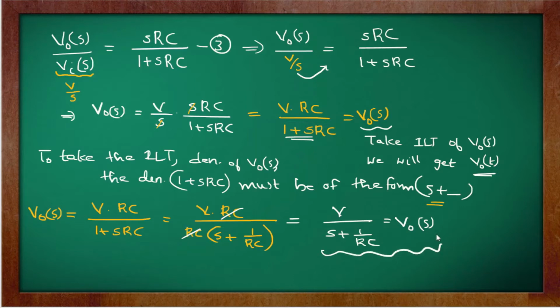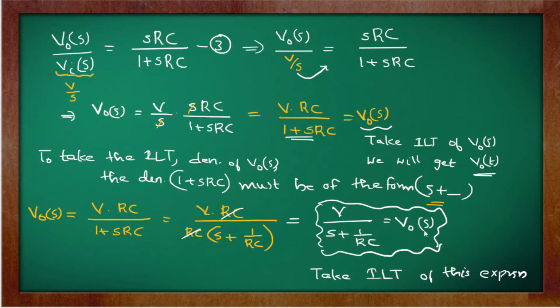This is now the expression for V naught of S, and we are supposed to take the inverse Laplace transform of this expression. Very simple. You will get the V naught of T expression. Let me rewrite it again. V naught of S is equal to V divided by S plus 1 by RC. So take the inverse Laplace transform.